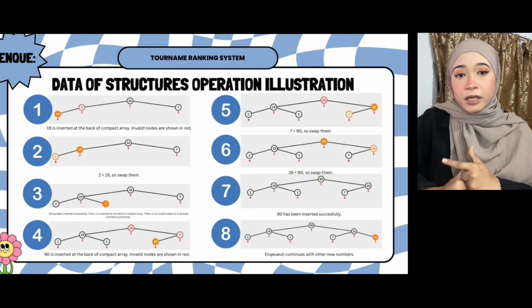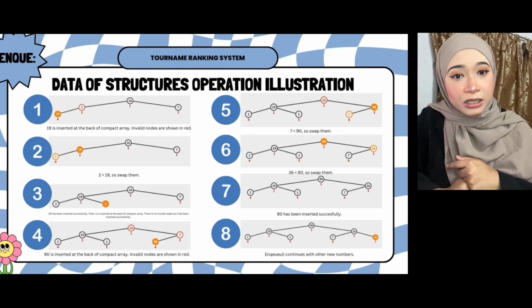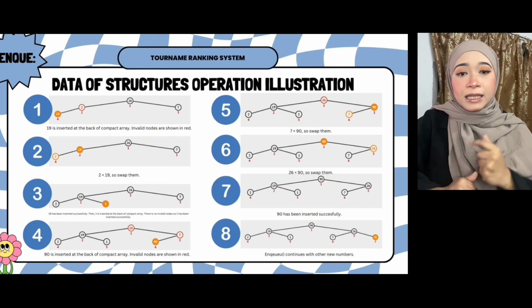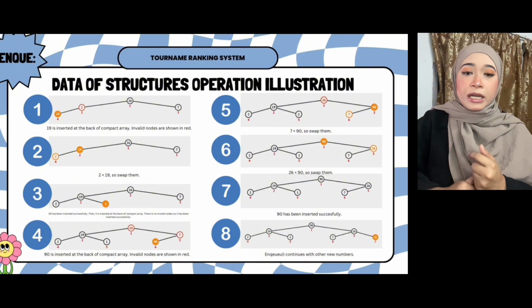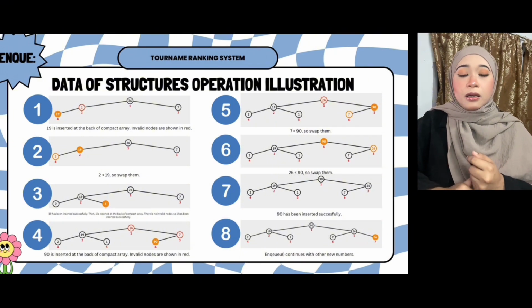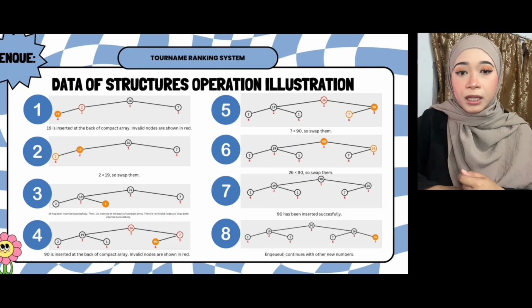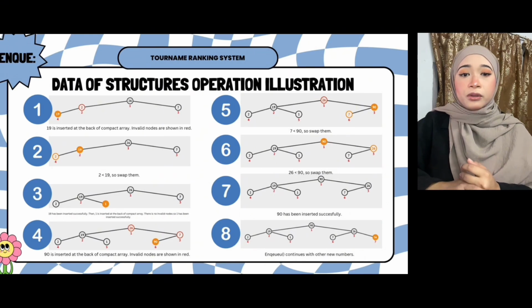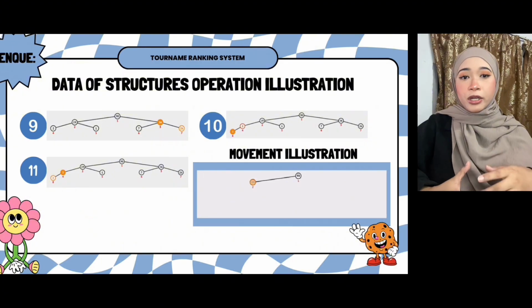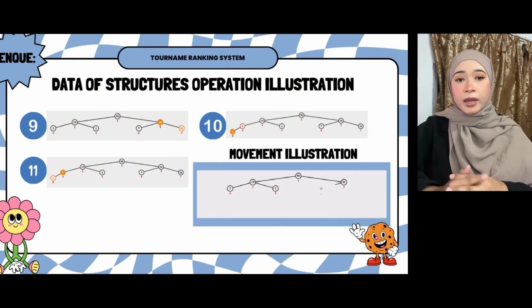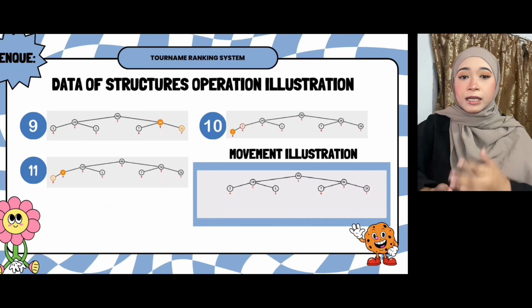So step number 7, finally the corrections are complete and 90 is successfully inserted. The movement illustrates how the system dynamically rearranges elements to maintain order. Step number 8. Now the NQ operation continues with other numbers. The movement illustration will show that each insertion dynamically adjusts the array to represent the ranking accurately.